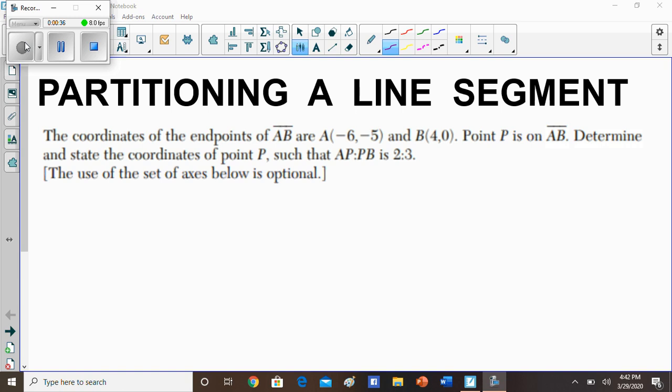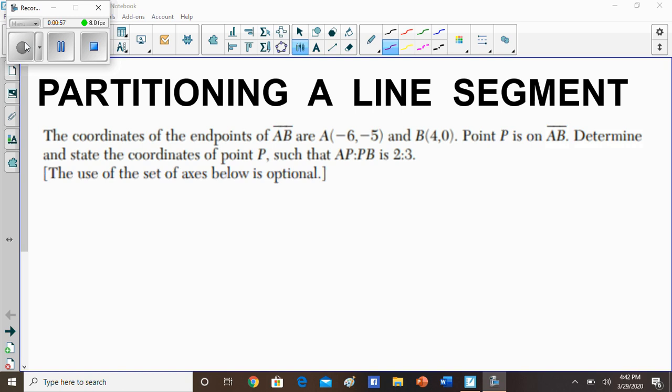Okay, let's get started. The coordinates of the endpoints of line AB are A (-6, -5) and B (4, 0). Point P is on line AB. Determine and state the coordinates of point P such that AP to PB is in a ratio of 2 to 3.